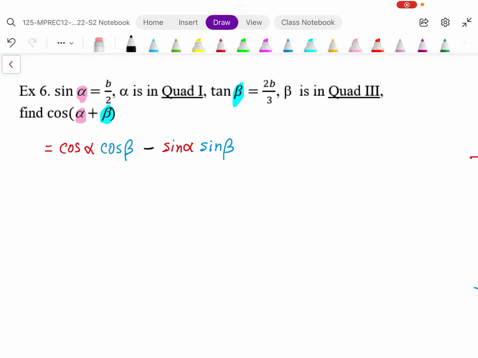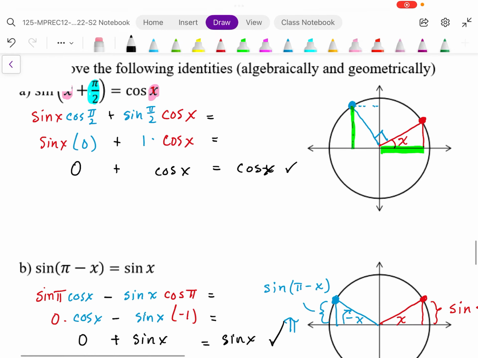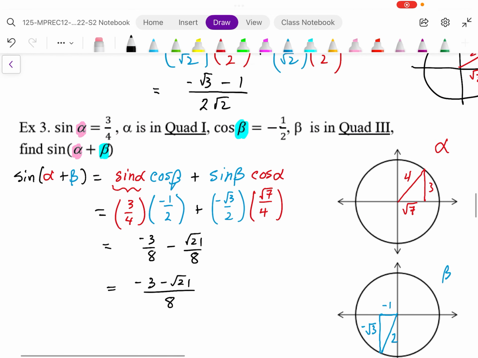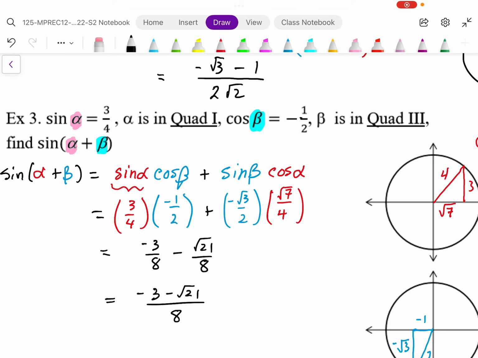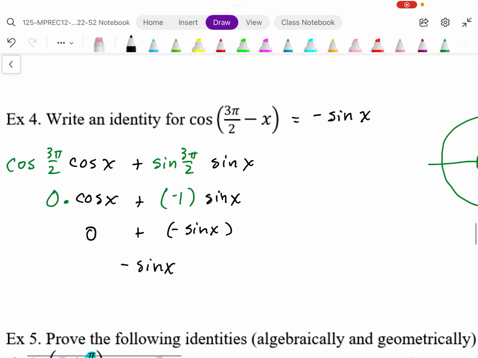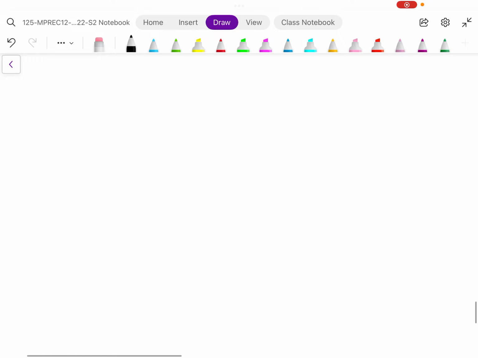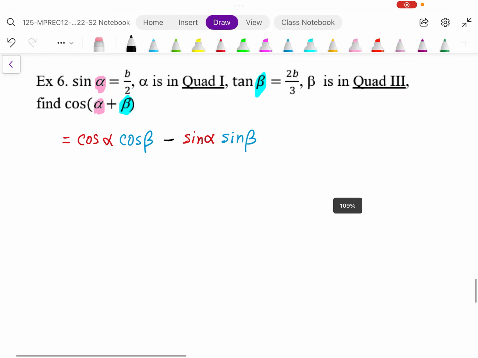So in this problem, we've been given sine alpha described as an algebraic ratio, and tan beta is shown as an algebraic ratio as well. Now, although we're given some unknowns, the unknown variable b in this problem really is not any different from example 3 that we did previously. We were just given numbers in that one. So it's the same type, but now we have to deal with algebraic unknown parts.